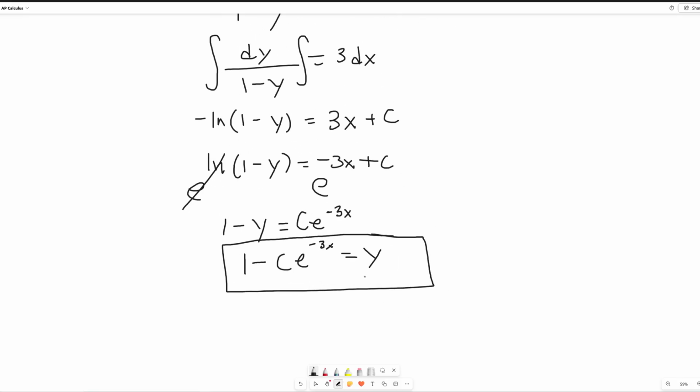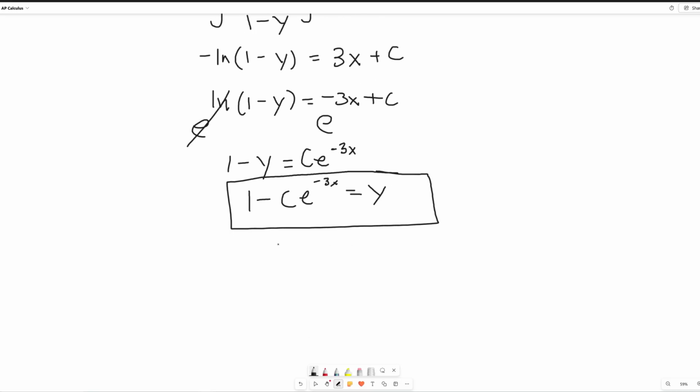So when it says to find the general solution, you will have a constant c somewhere in your answer. Now, another thing it could say is when x equals 0, y equals 8. This is called an initial condition. So now you have to use this relationship and put it into this function. So let's do that. 1 minus c e to the negative 3 times 0. I'm just going to write that as 0 equals 8.